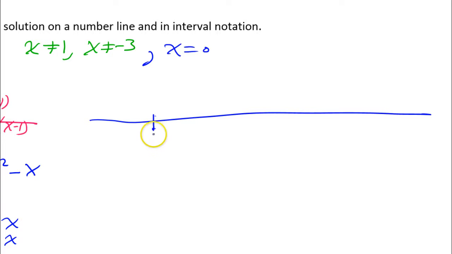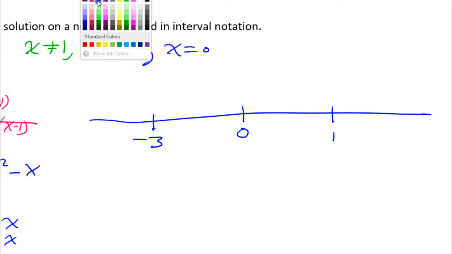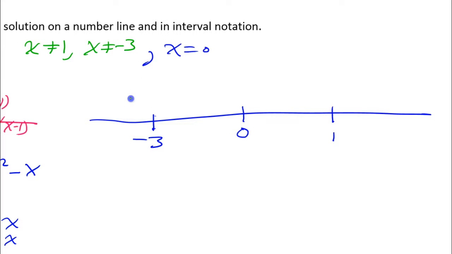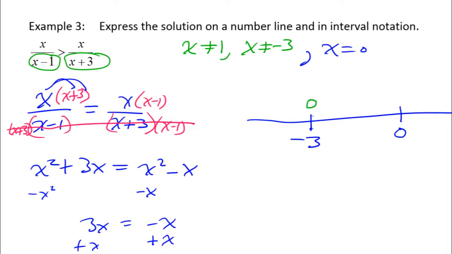So here we go. So I have -3, 1, no, 0, and 1. Got to put them in order. So -3, 0, and 1. Remember, the excluded values are always open circles because they're excluded. And open circles mean excluded. The other value, the solution to the equation, sometimes is open, sometimes closed, depending on the inequality symbol.